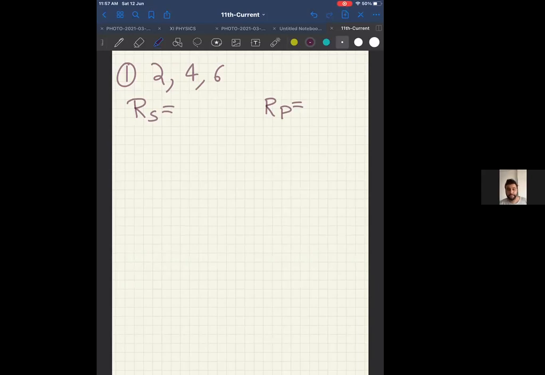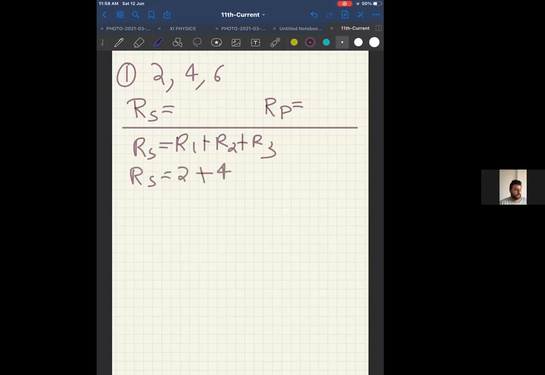So now listen to me. Let me show you the answer. Now, you know, in series, RS will be R1 plus R2 plus R3 because I have only 3 resistors this time. Therefore, RS will be 2 plus 4 plus 6. That is 4 plus 6 is 10 plus 2, 12 ohm. Therefore, RS will be 12 ohm. This is my first answer. If you have got RS equal to 12 ohm, your answer is correct.